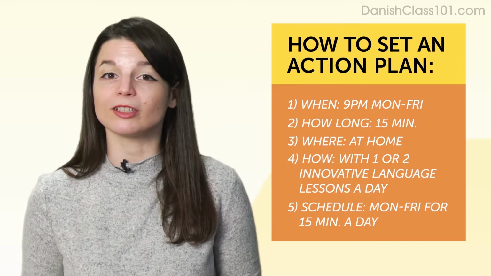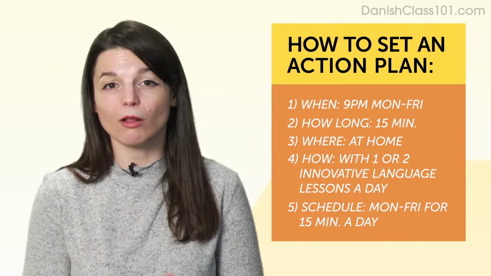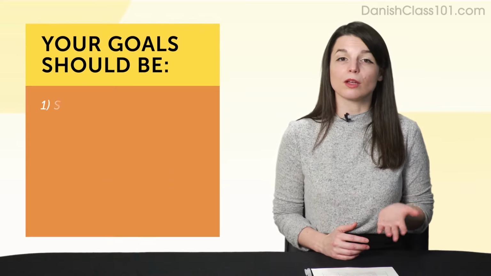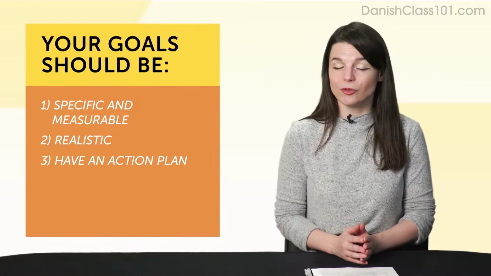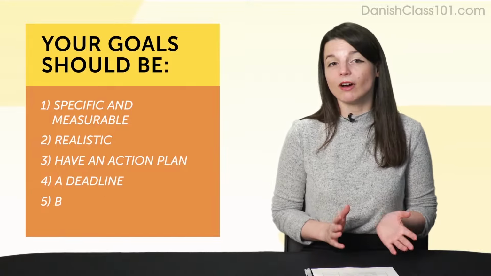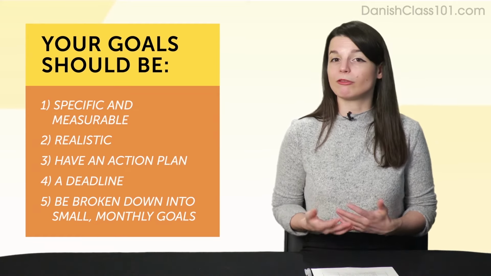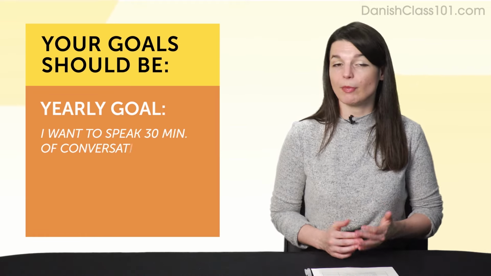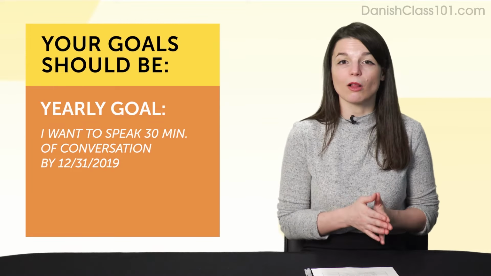Instead of saying, hopefully I'll learn that language someday, and never taking action on your goals, by setting these small, measurable goals, you know what you need to do. Okay, let's recap. To set successful language goals, your goals should be 1. Specific and measurable, 2. Realistic, 3. Have an action plan, 4. A deadline, and 5. Be broken down into small monthly goals. So instead of saying, I want to be fluent in 2019, try, I want to speak 30 minutes of conversation by December 31st, 2019. And then go even smaller and set a small monthly goal.